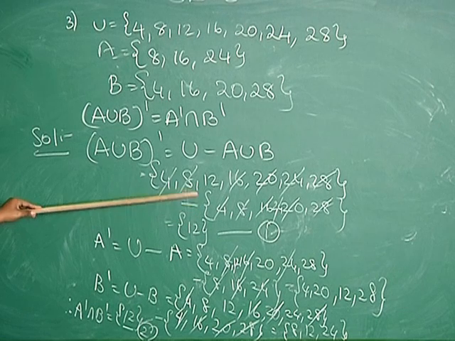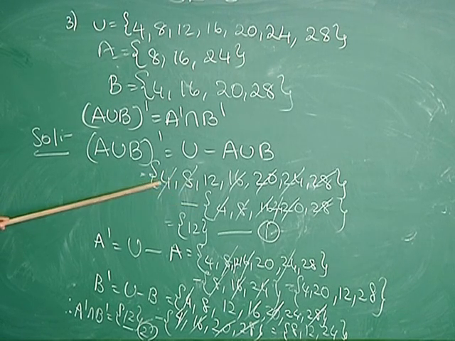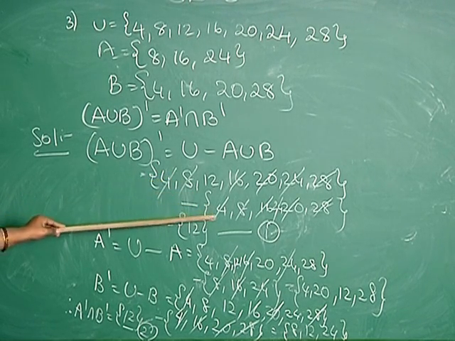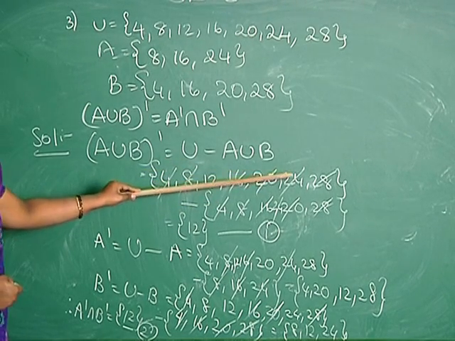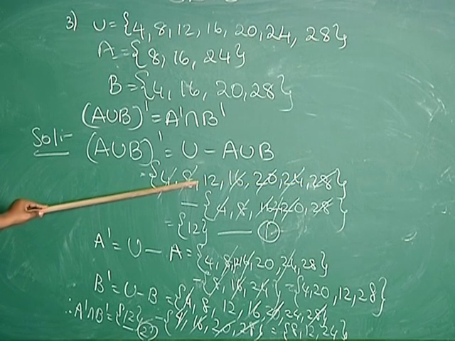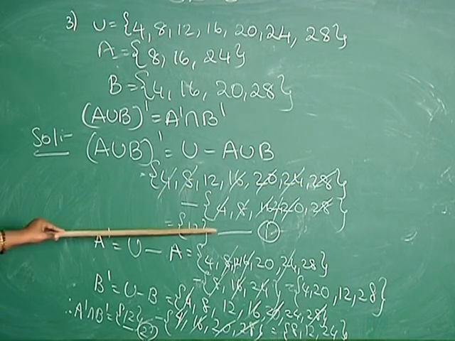First cancel the common elements. Common means it should be present in both. 4 is there in both, so we have cancelled. 8, 16, 20, 24, 28. So the left out element is 12. Let it be equation 1.